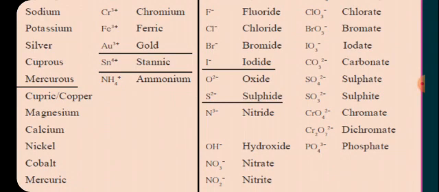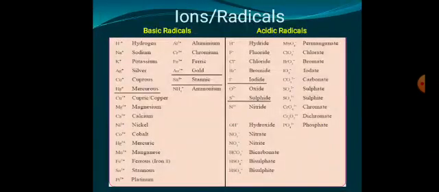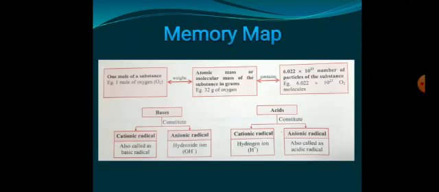You can practice writing the chemical formula of various compounds which are given on page number 57 of your science textbook. Page number 57, science textbook. So if you know ions and radicals and their charge, you can easily write down the chemical formula. Here is the memory map which will help you to remember important points.